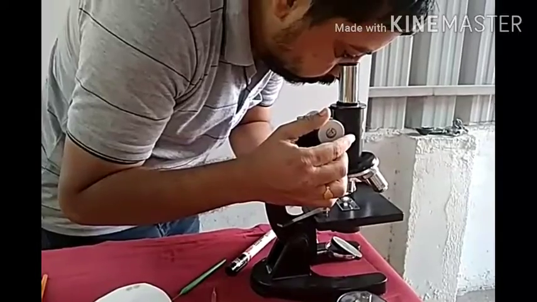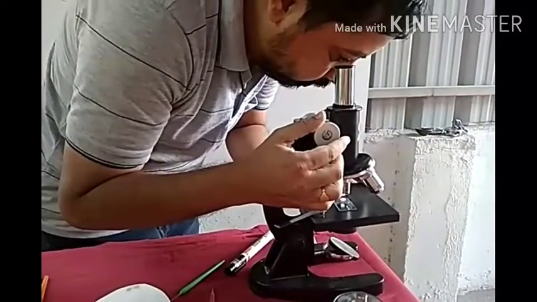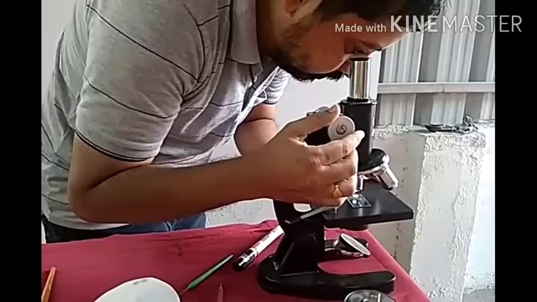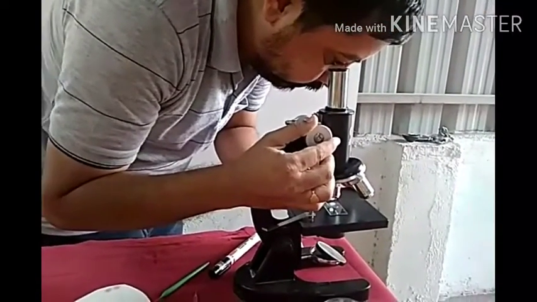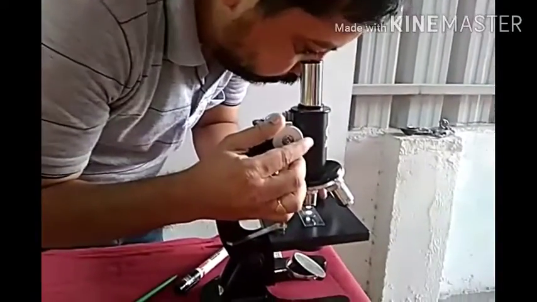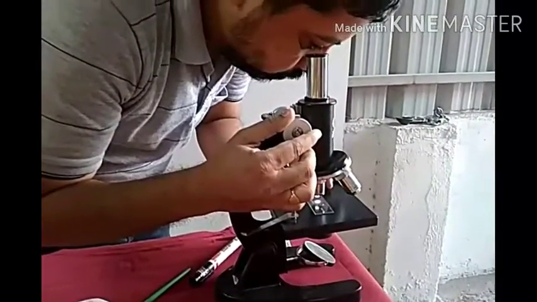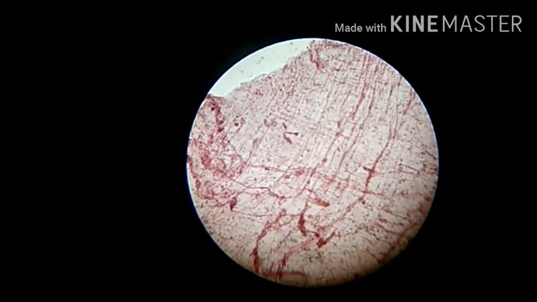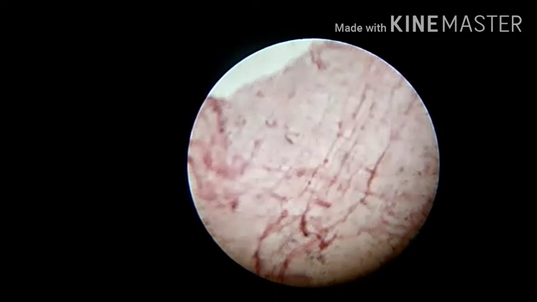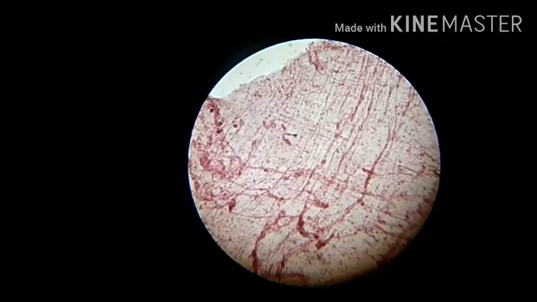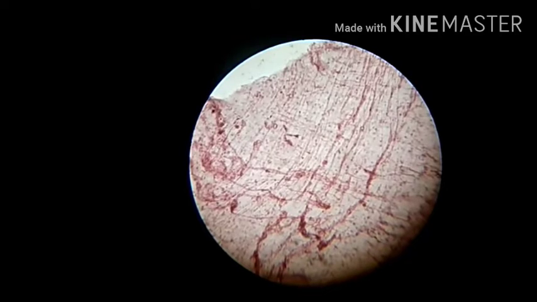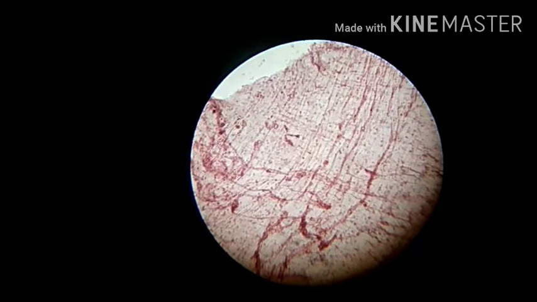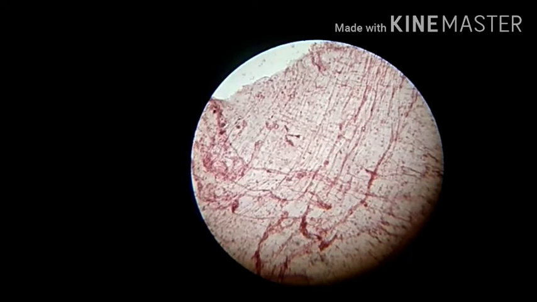Okay, too many air bubbles are there, but you take care that air bubbles should not be there. Okay, you can see here under 10x zoom, slide cells are there, they are getting properly stained. Now we are going to shift it to the higher resolution 45x objective.